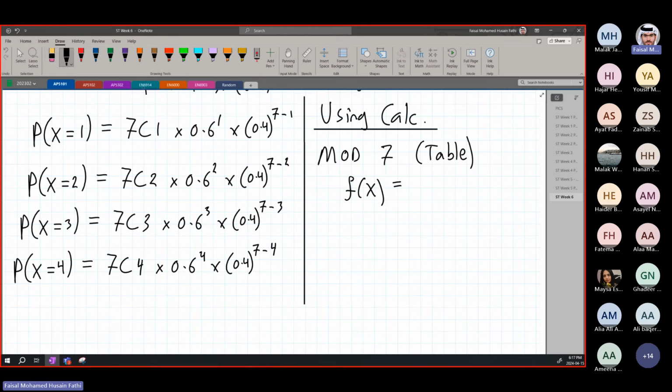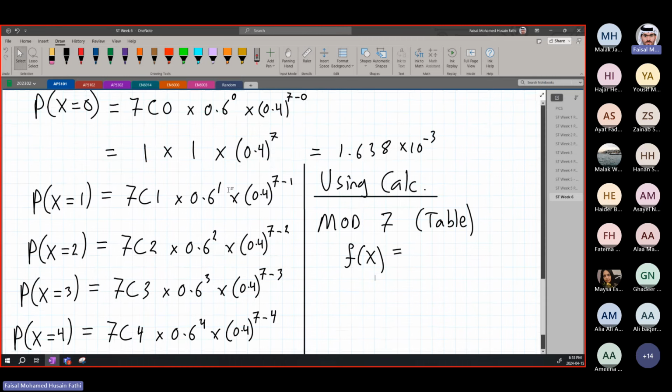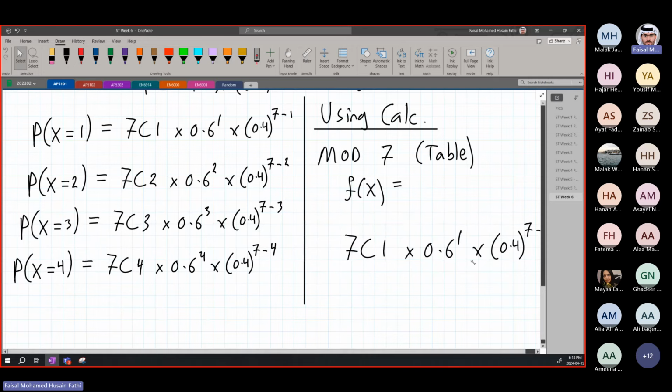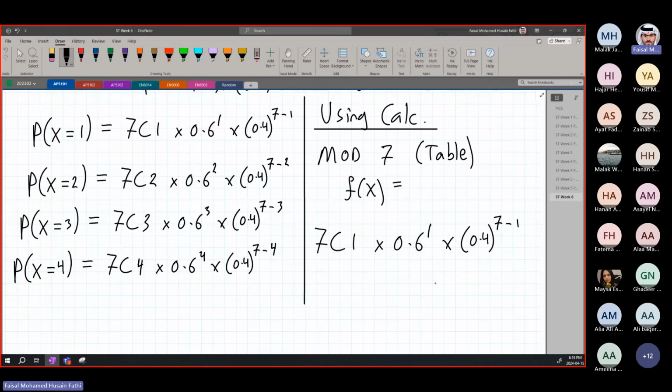Again, if you want to use the calculator to solve this all very quickly, this is one method to do so. And then you're going to write the same equation over here. The equation we're writing is 7C1 times 0.6 to the power of 1 times 0.4 to the power of 7 minus 1. But instead, any value of x, we're going to leave as x. So in this case, this is x, x, and x. This is how you will write your equation in f of x.